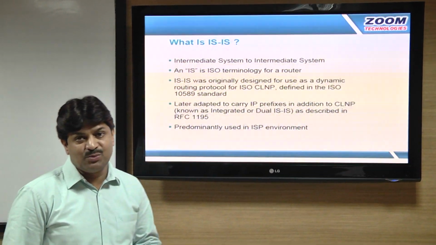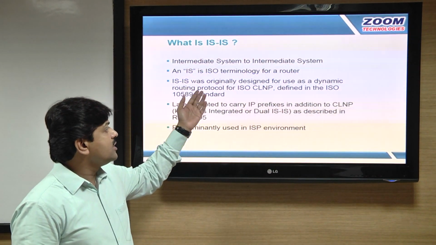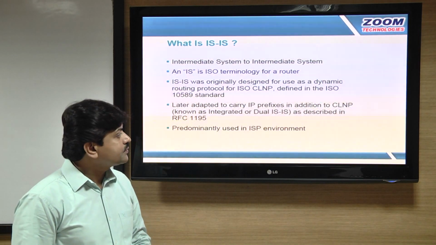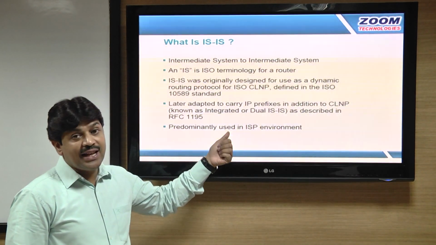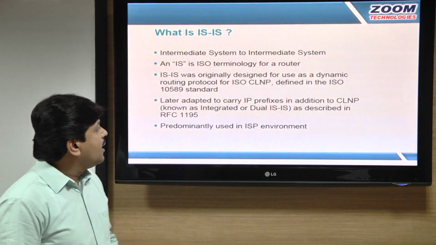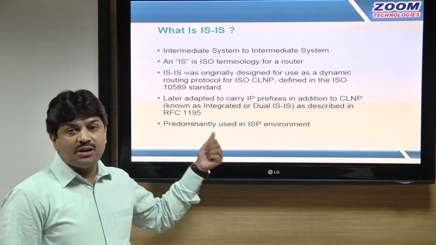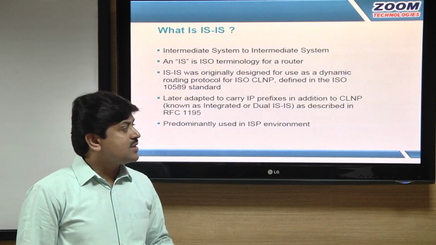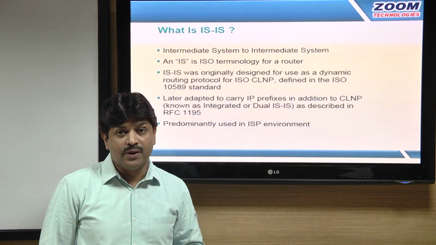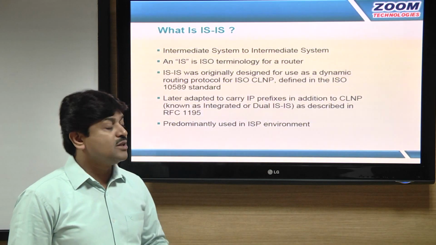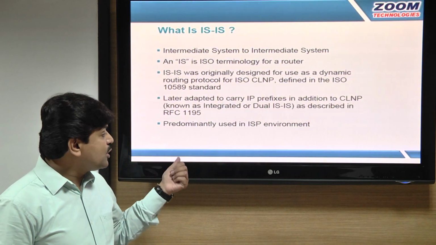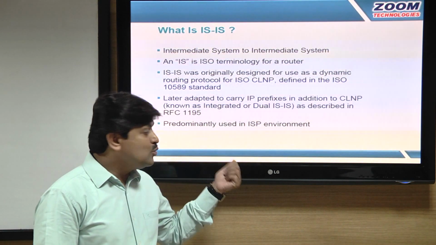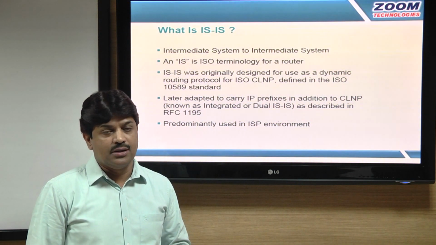What is ISIS? Basically, Intermediate System to Intermediate System was developed by ISO, and it is a dynamic routing protocol for ISO CLNP, Connectionless Network Protocol. It was later adopted for IP prefixes, so it can work with IP also. That's why it is called dual ISIS or integrated ISIS. It is predominantly used in ISP environments.